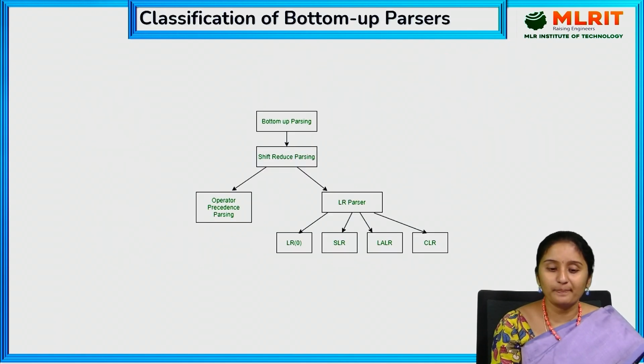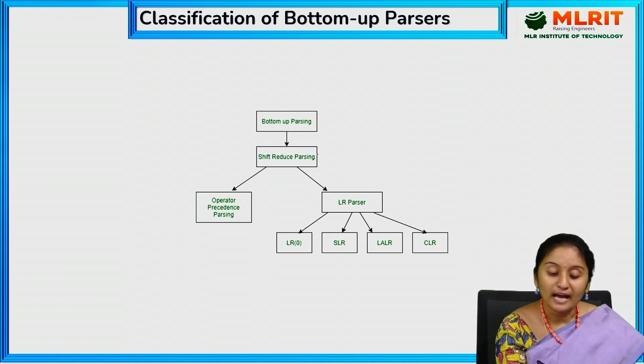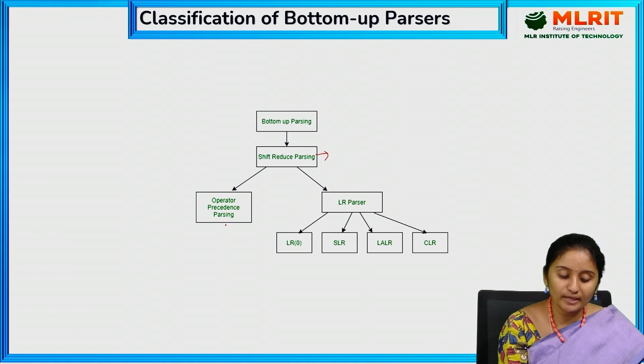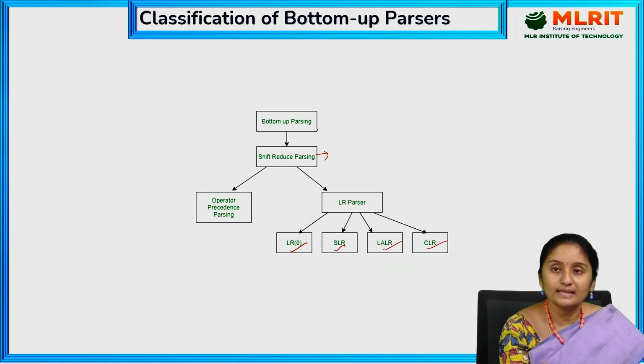Classification of bottom up parser. The bottom up parsing is classified into shift reduce parsing. Again, this shift reduce parsing is divided into two types: operator precedence parsing and LR parser. The LR parser is again divided into LR of 0 parser, SLR of 1, LALR of 1, CLR of 1. Bottom up parsing is what we have seen just now, and shift reduce parsing covers these different types of parsing techniques.